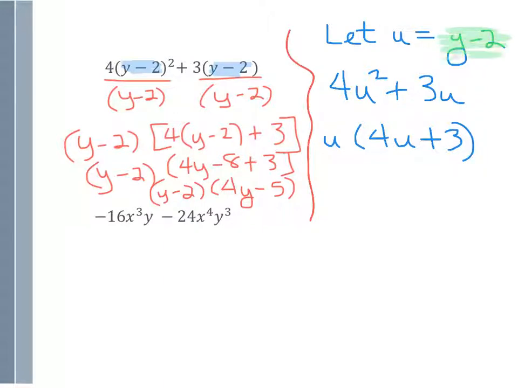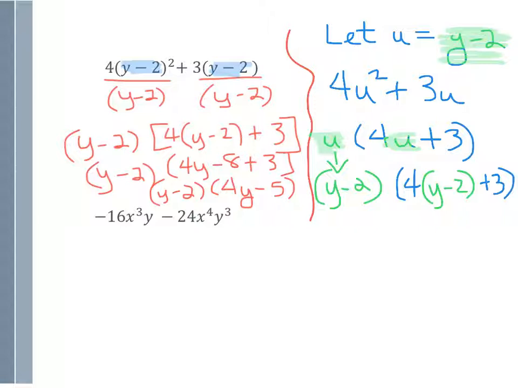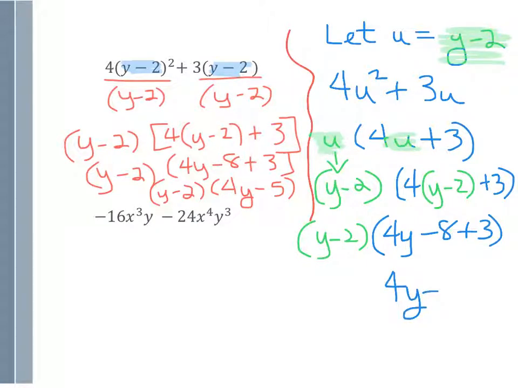So u represented y minus 2. So now every place I see the letter u, I'm going to put in y minus 2. So I'll put a y minus 2 here for this u, and then in the parentheses, put the 4 there. And then I'm taking out u, putting in y minus 2 again. And now I'll distribute just like I did on the other side. So this stays, and then I'm going to distribute the 4. And then again combine the 8 and the 3. And now it's factored.